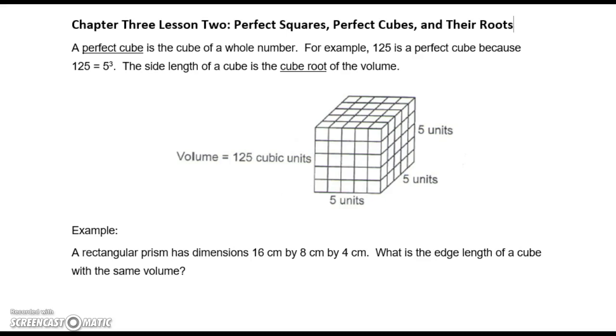So a perfect cube is the cube of a whole number. So for example, 125 is a perfect cube because 125 is equal to 5 cubed, which we can even rewrite as 5 times 5 times 5.